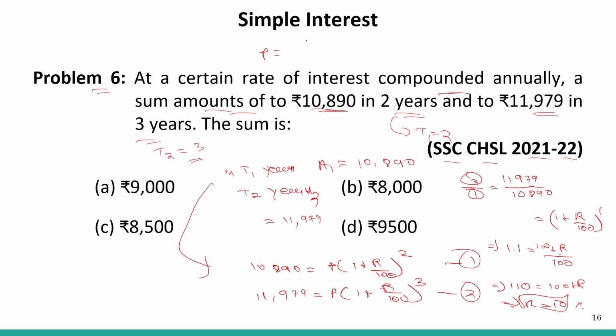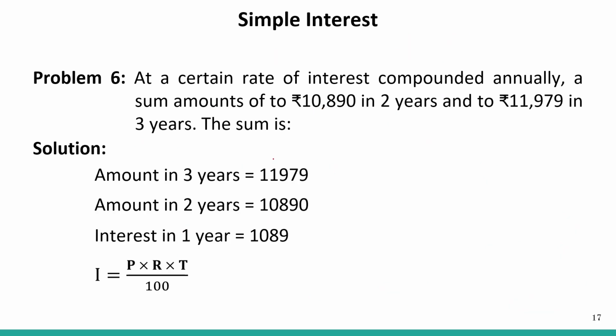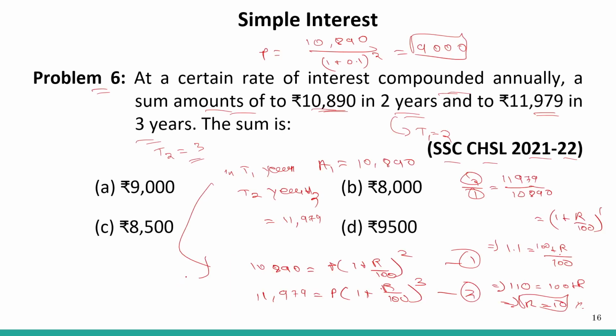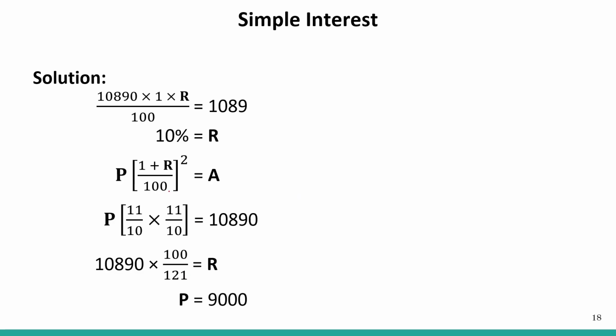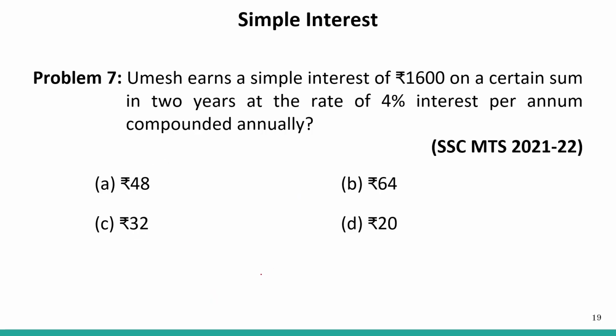How? P is 10,890 by (1 plus 0.1) whole power 2, which is nothing but 9,000. So 9,000 will be the correct answer. The amount in 3 years is this much, the amount in 2 years is 10,890, and the interest in 1 year is 1089. So I is equal to PRT by 100, and the answer will be 9,000. So 9,000 will be the correct answer.